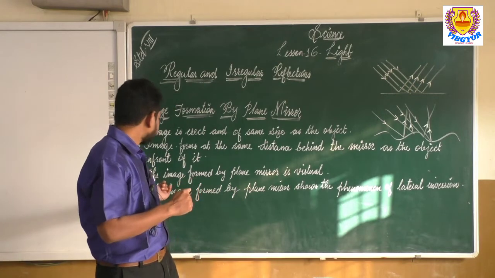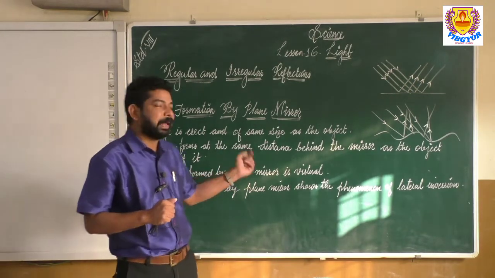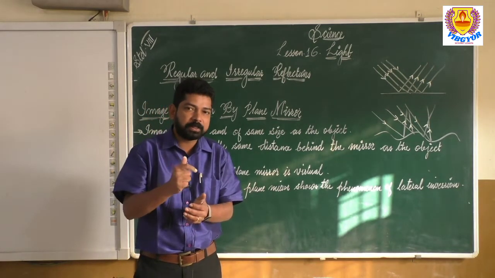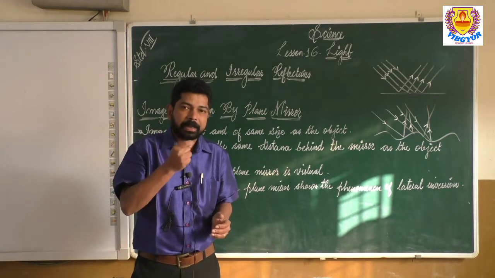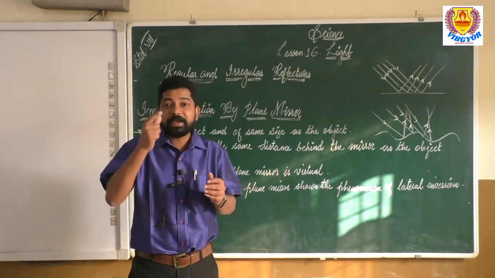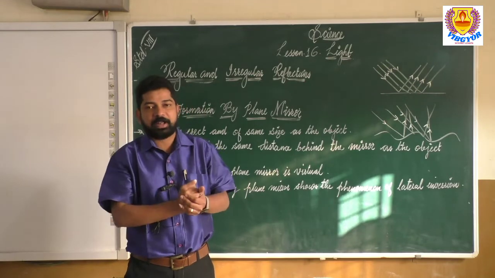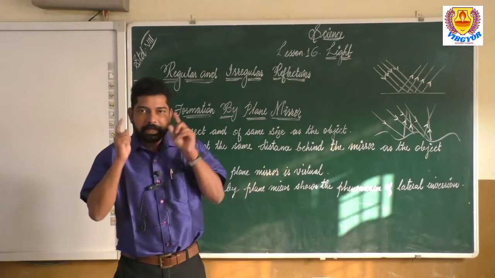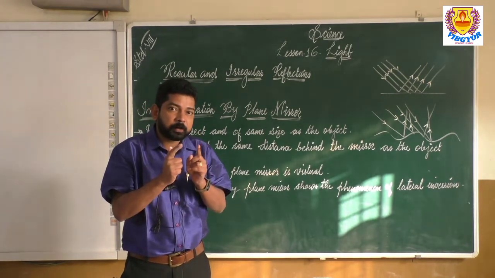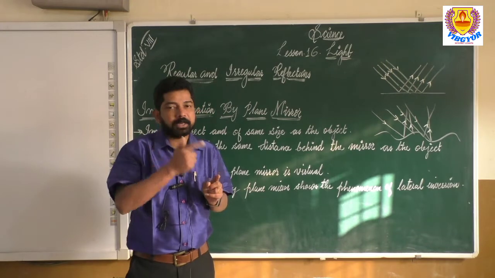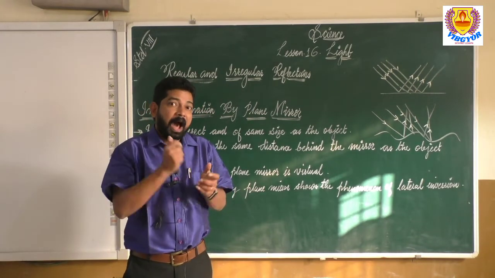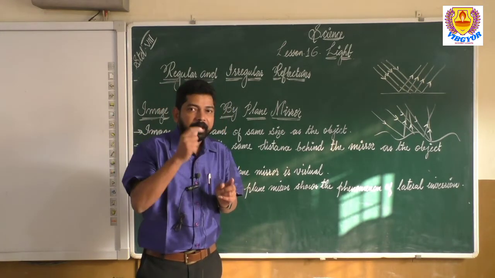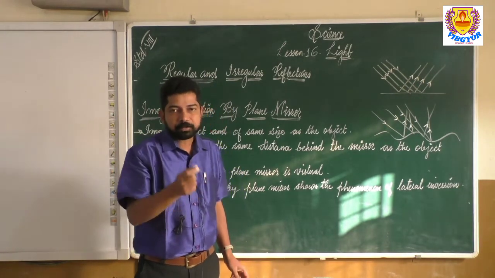And the next point, the image formed by a plane mirror is virtual. That means in the case of a plane mirror, the image is formed not by the actual meeting of the reflected rays. As the image is not formed by the actual meeting of the reflected rays, that image will be virtual.